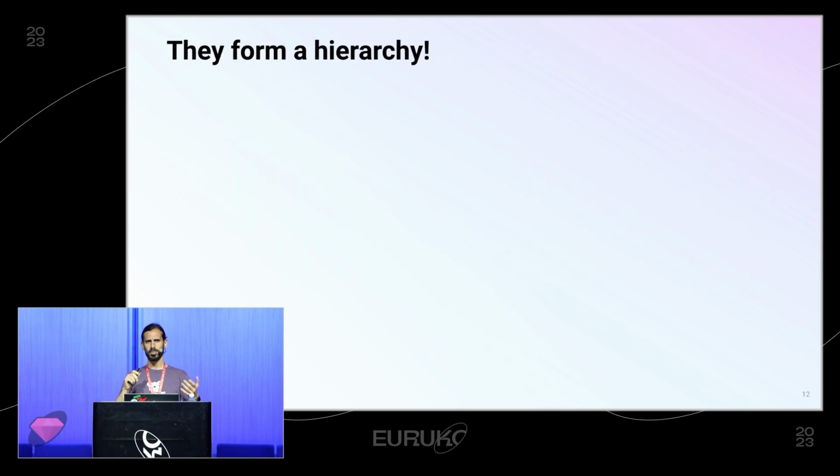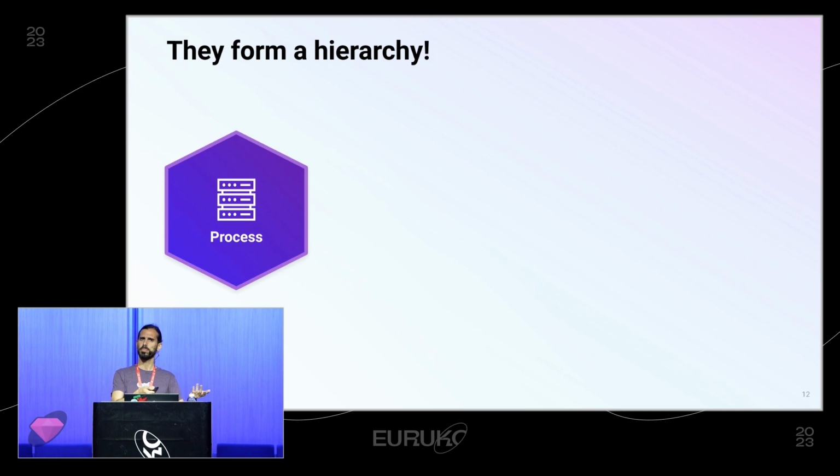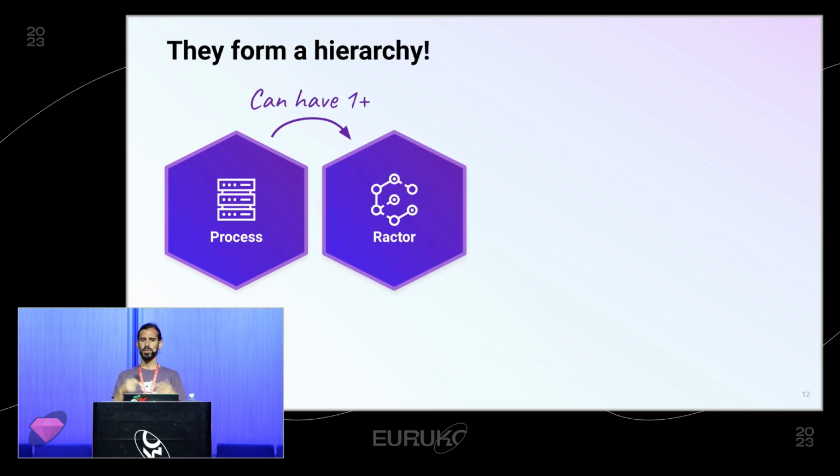If you think about this a bit, you can notice that they form a hierarchy. Inside the Ruby process, you can have one or more reactors. And if you're on Ruby 3 and you're not explicitly using reactors, this just means that you're using the main reactor, which is the one that Ruby automatically creates for you when you start a Ruby app. So reactors, one or more inside the process.